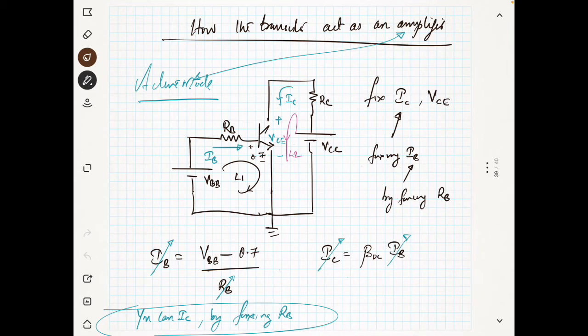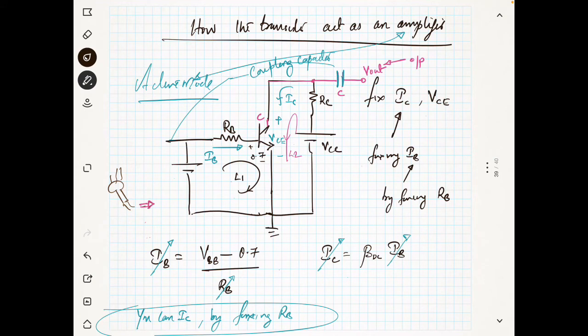Now listen carefully to what I am going to do. This is my biasing VBB, okay, and I am going to connect my source here. So this is going to the ground. This is my input signal Vin, okay, and this is the coupling capacitor, I have already told you. Now I can take my output from here as shown here, okay.